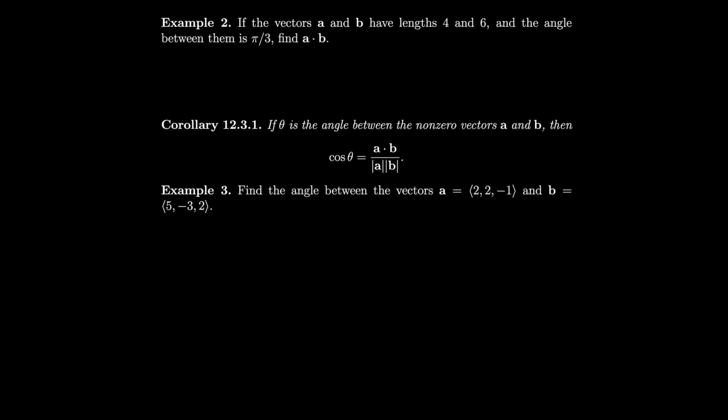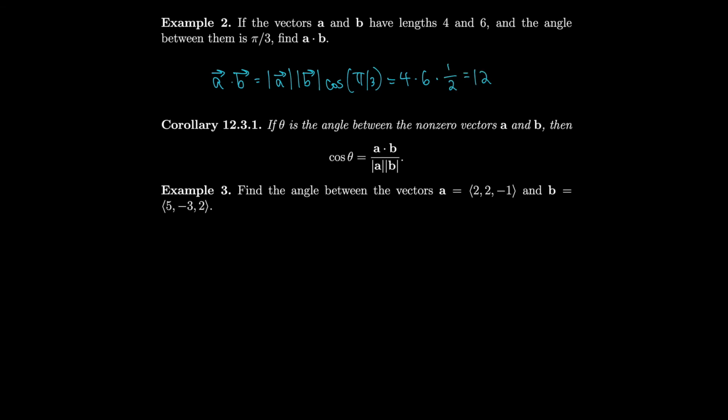So as an example of this formula in action, how about we find the dot product, given that we know the lengths of the vectors and the angle between them. So we have a dotted with b equal to the length of a, length of b, times the cosine of pi over 3. So that's 4 times 6 times 1/2, which is 12.